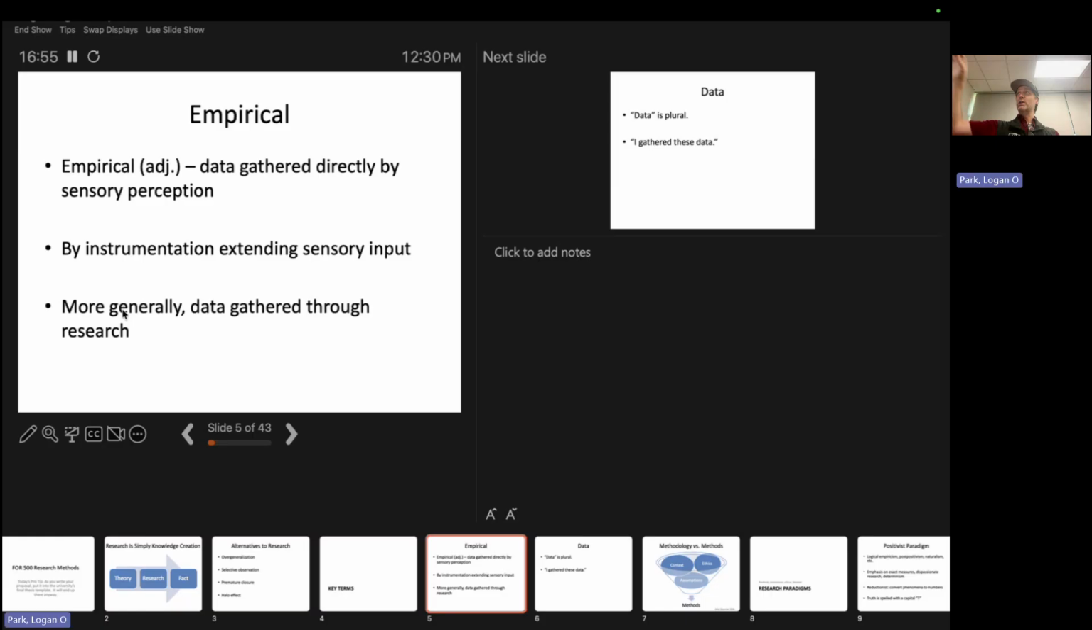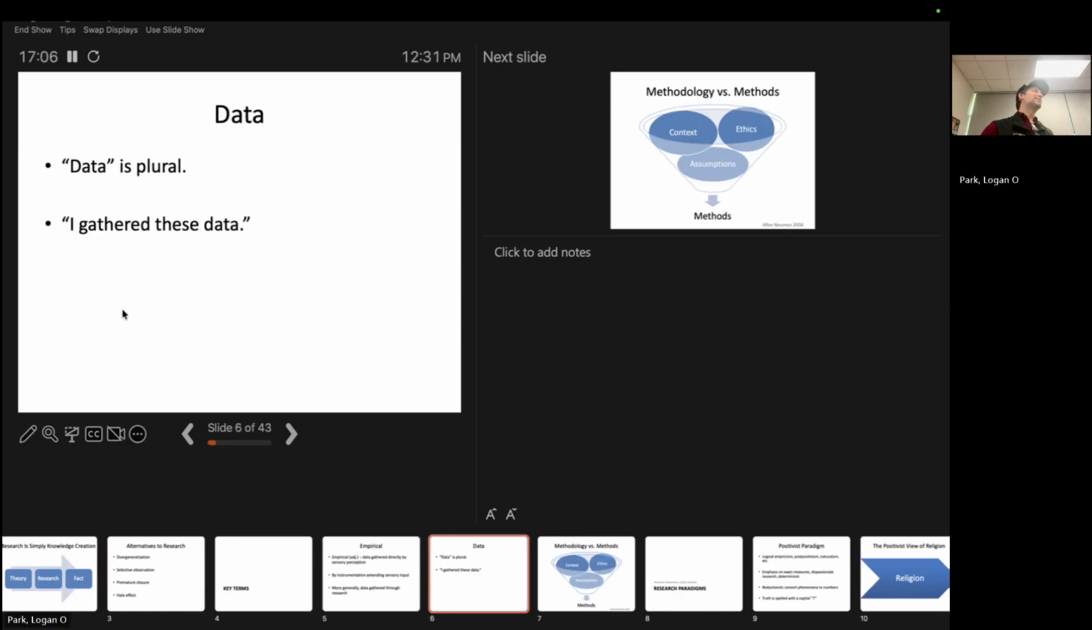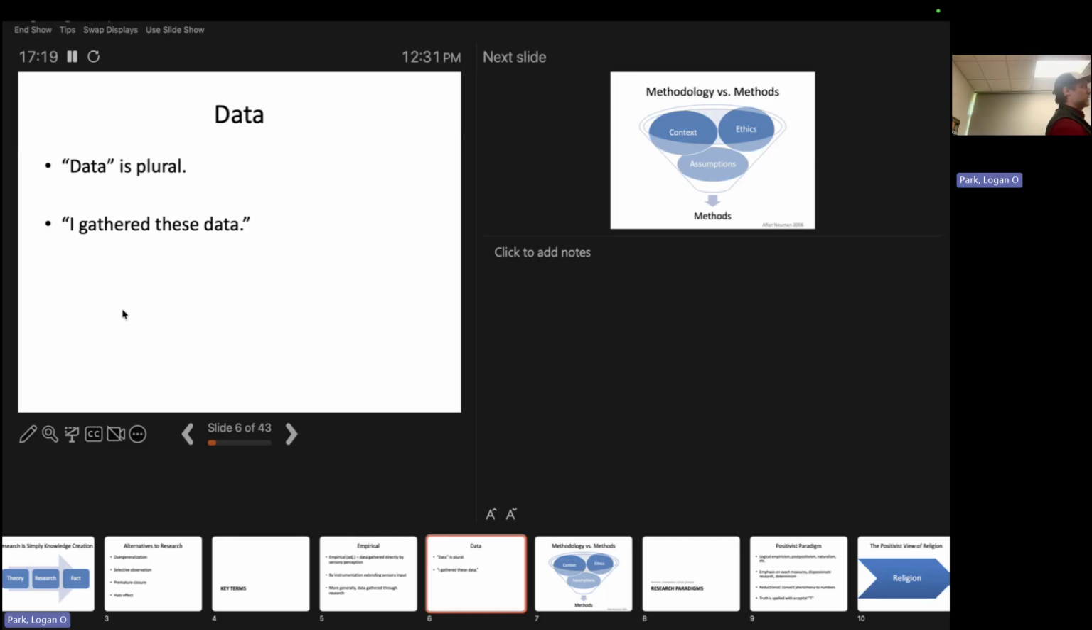for this class. Because linguistics matter, data is a pluralized word. I gather these data, not this data. Now, in the real world, linguistics would call this a descriptivist approach. Language is constantly shifting. People have been using data as a singular forever, since we started using the word data. But for this class, I want to be precise.